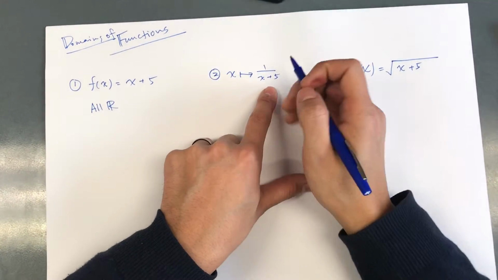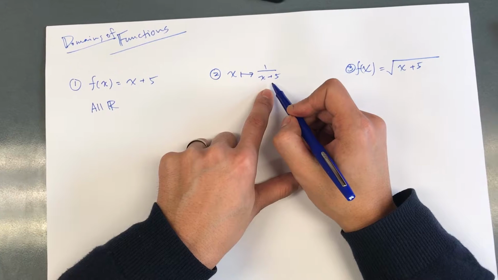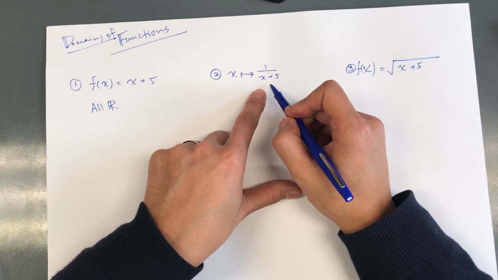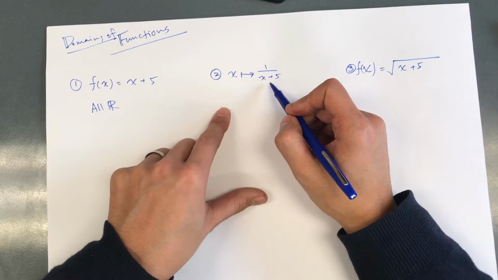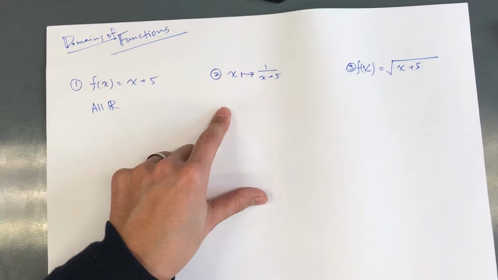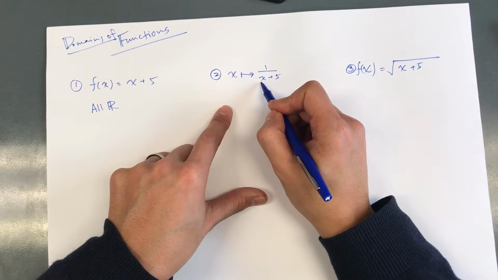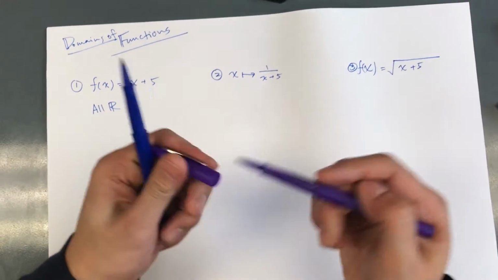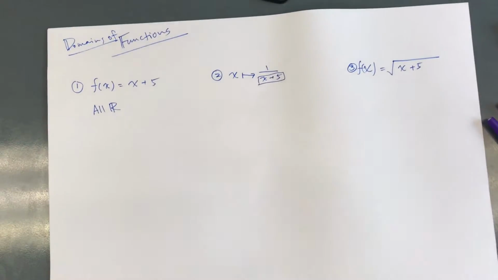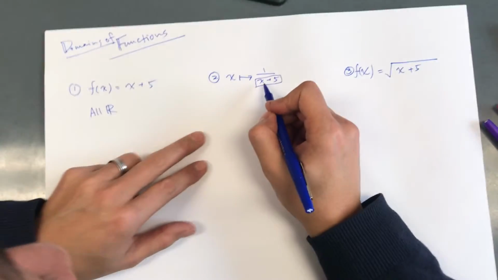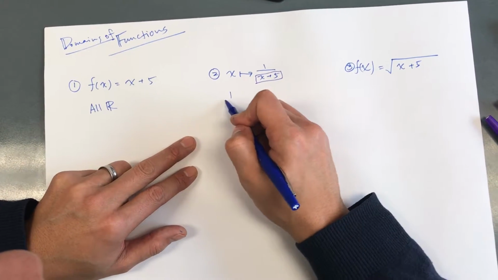But when you get to the second one, x maps to 1 over x plus 5, we know that we cannot have 0 in the denominator because you cannot divide any number by 0. So we have to make sure that the denominator, x plus 5, is not 0.